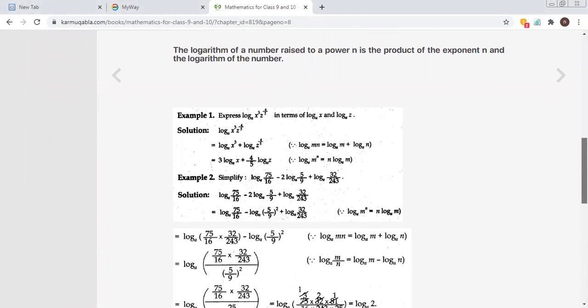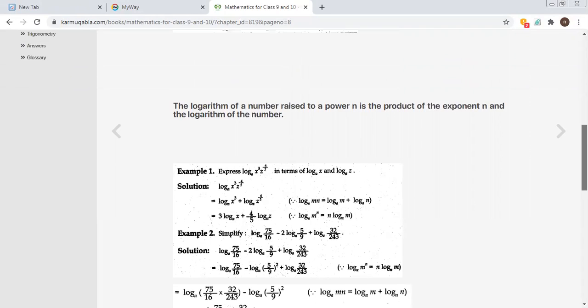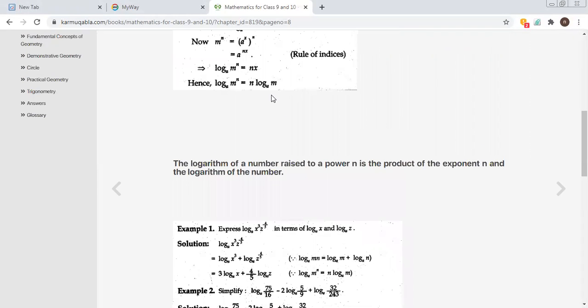So here you have given the example: the logarithm of a number raised to the power. The statement is that the logarithm of a number raised to the power n is the product of the exponent and the logarithm of the number. Means you can see that after the equality sign, the power comes as a product with the log of the number.